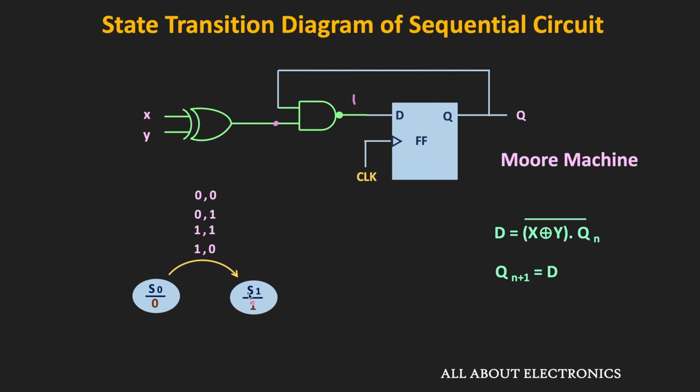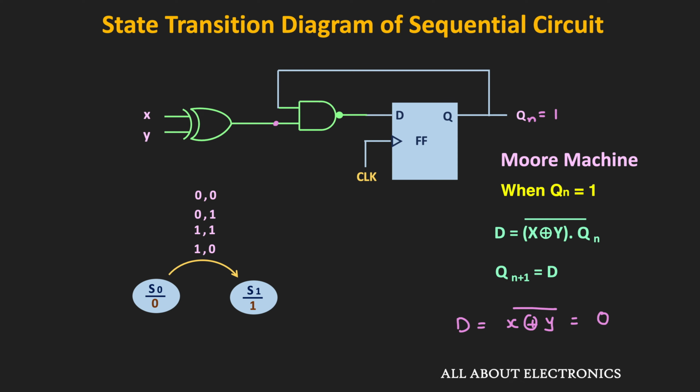Similarly, let us see what happens when the circuit is in S1 state, or in other words, when the Qn is equal to 1. So when the circuit is in S1 state, then this Qn will be equal to 1. That means in that case, this D input is equal to X XOR Y whole bar. So now, if both the inputs X and Y are different, in that case, this X XOR Y will be equal to 1. And in that case, this D input will be equal to 0.